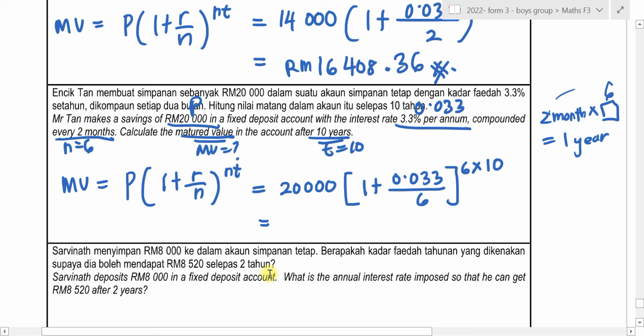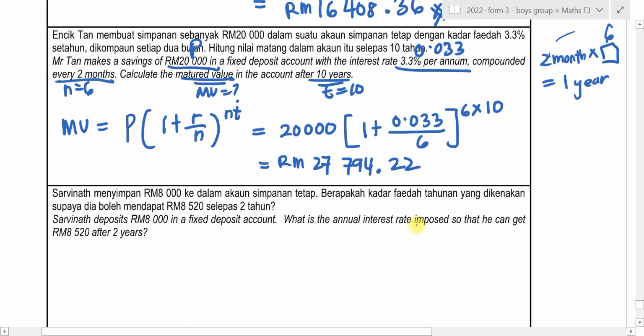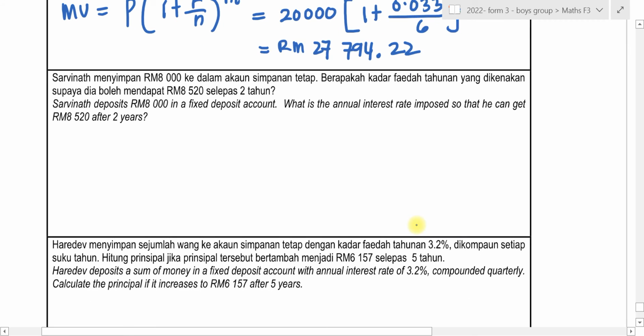Ishwar, calculate for me. 27,794 ringgit 22 cent. Okay, good. That's the answer. Okay, we go to the next one.